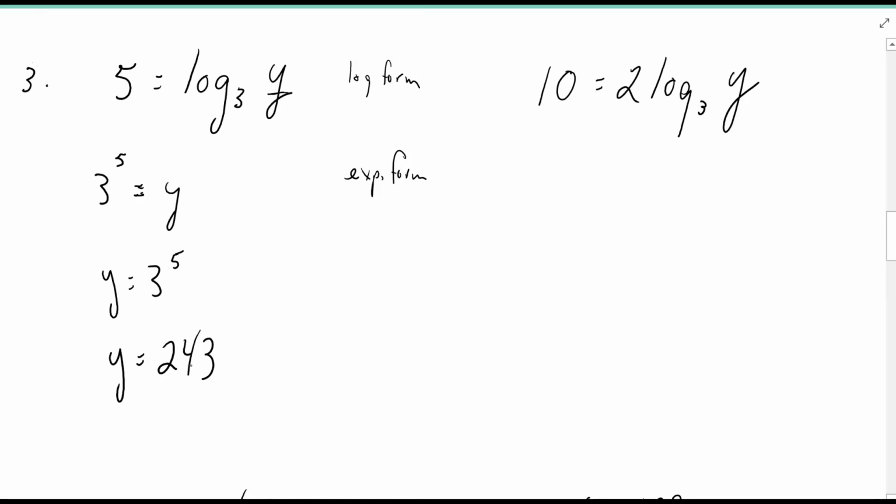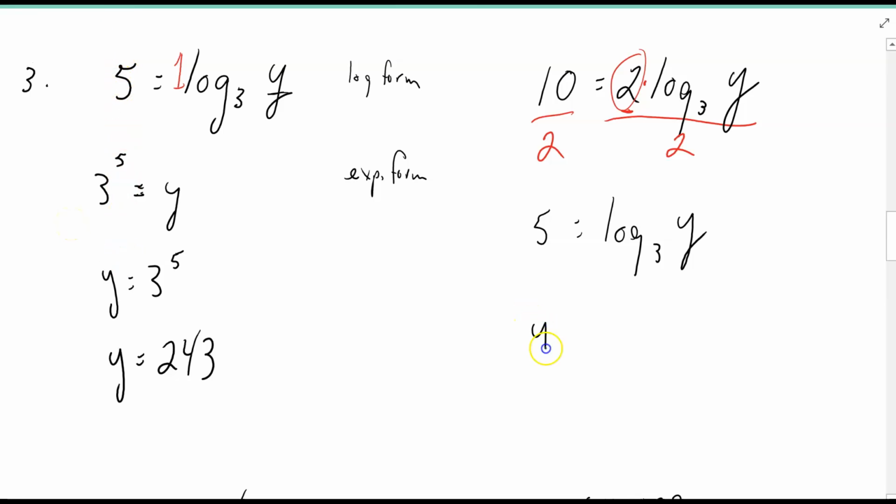Now I could switch to exponential form because I had coefficient 1 in front of that log. Over here we don't. So let's make sure that before we switch to exponential form, we divide out any coefficients, all right? So we'll divide this side by 2, we'll divide this side by 2, which leaves us with 5 equals log base 3 of y, and in fact, then it would continue from there exactly like the other side. Y equals 3 to the 5, y equals 243. All right, so you must have coefficient 1 before you change to exponential form.